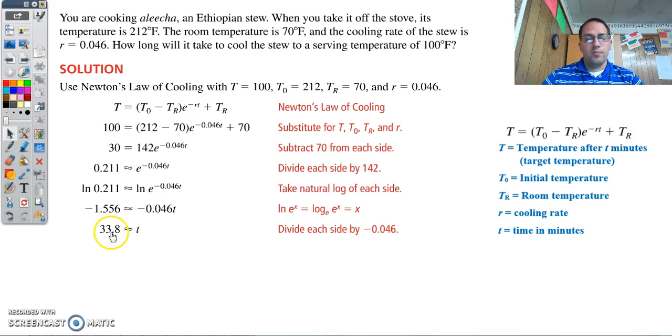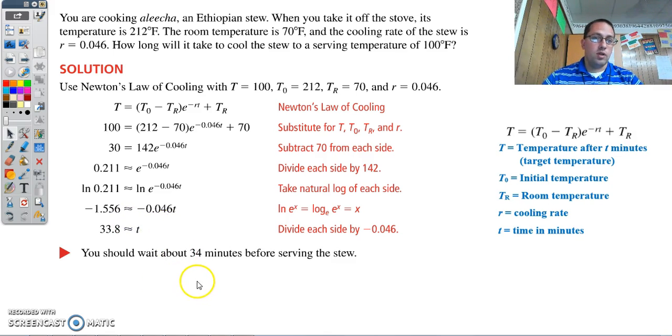and we get approximately 33.8 equals t. t, remember, is in minutes, so this is going to take us approximately 34 minutes before eating this stew. All right, so you want to let it cool for a little over half an hour.